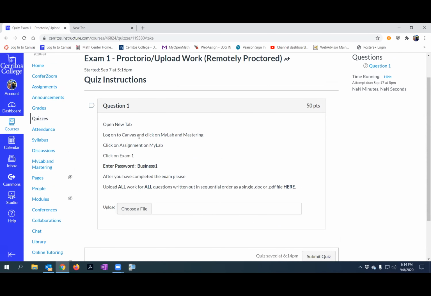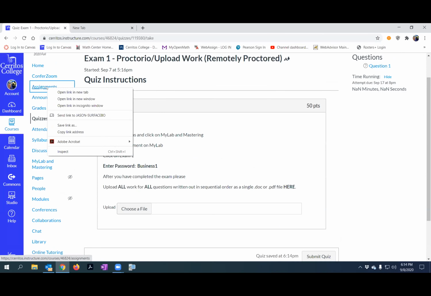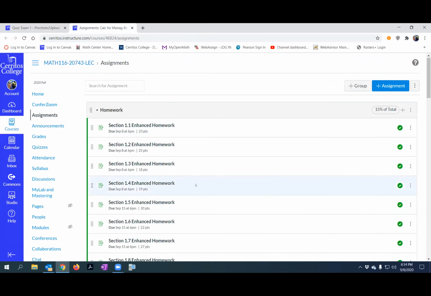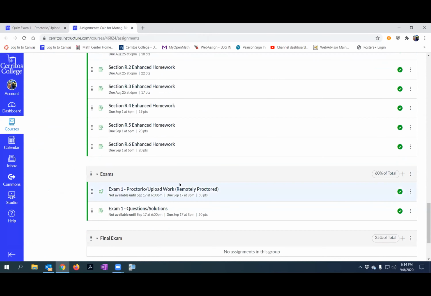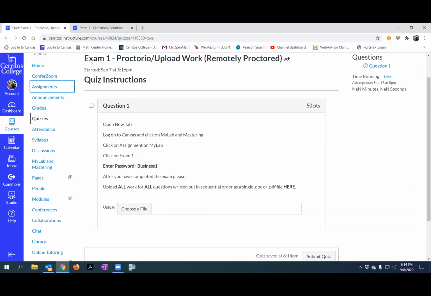You can click on MyLab and Mastering if you really want to follow these directions. Either way, I was just trying to make it easier for you. You can just click on assignments, and the assignment will be here. You can either access it through MyLab or through Canvas. But it'll come up with the questions. You're going to click on the questions, and then it says click on exam 1 questions.